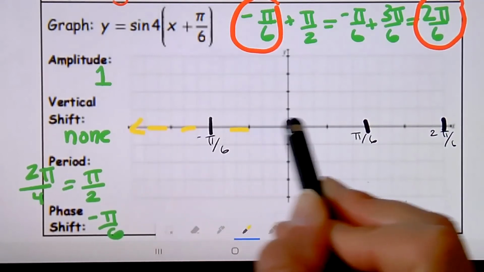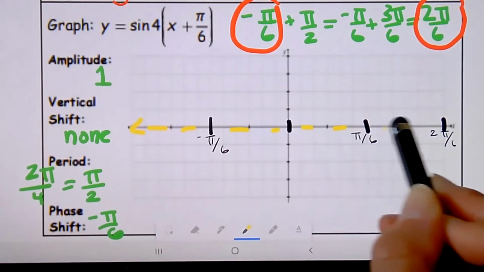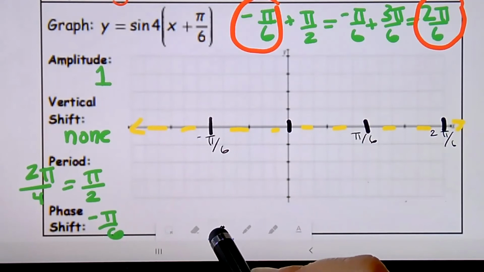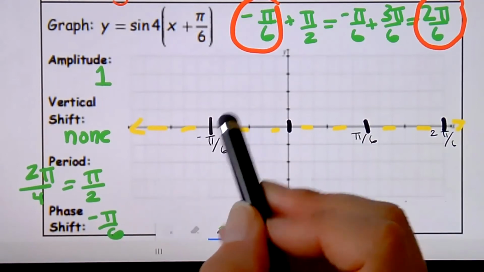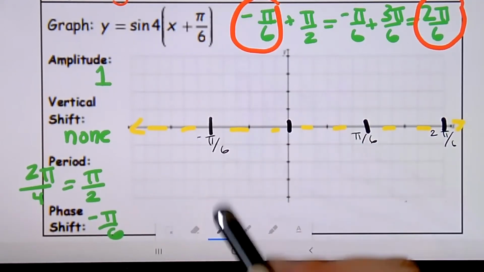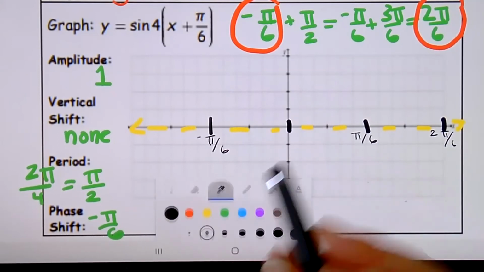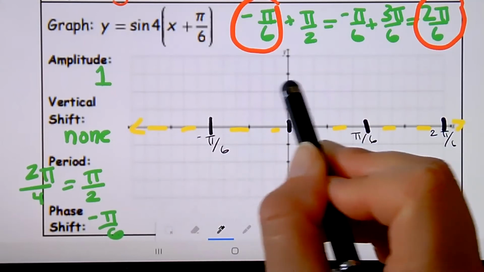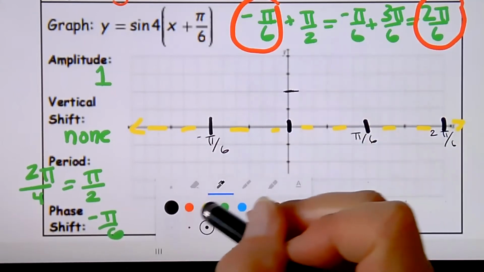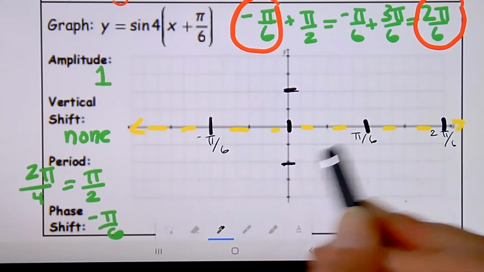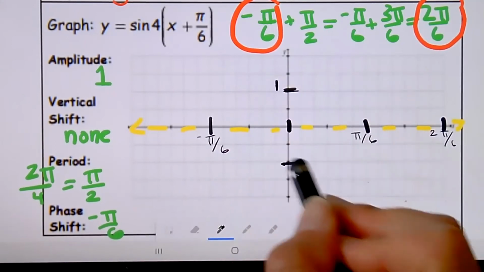Right here. Okay, and then let me plot my points. My amplitude is 1, so I'm going to be going up 1 and down 1. I'm just going to kind of space this out. Okay, I'm just going to have this be 1 up, this be 1 up, and this be 1 down, just so I have a little more space.